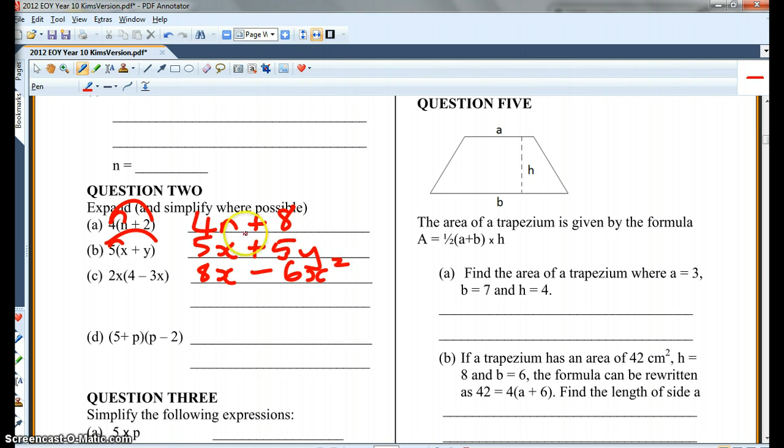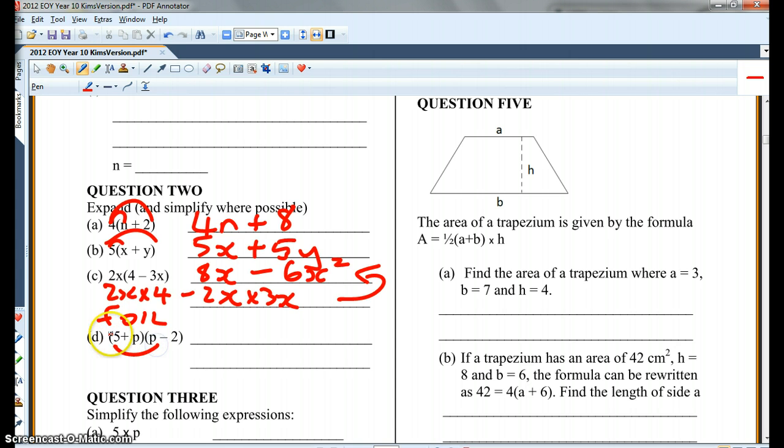Okay? You could have written 2x times 4 minus 2x times 3x, but that would simplify to that. Here, you need to use FOIL.